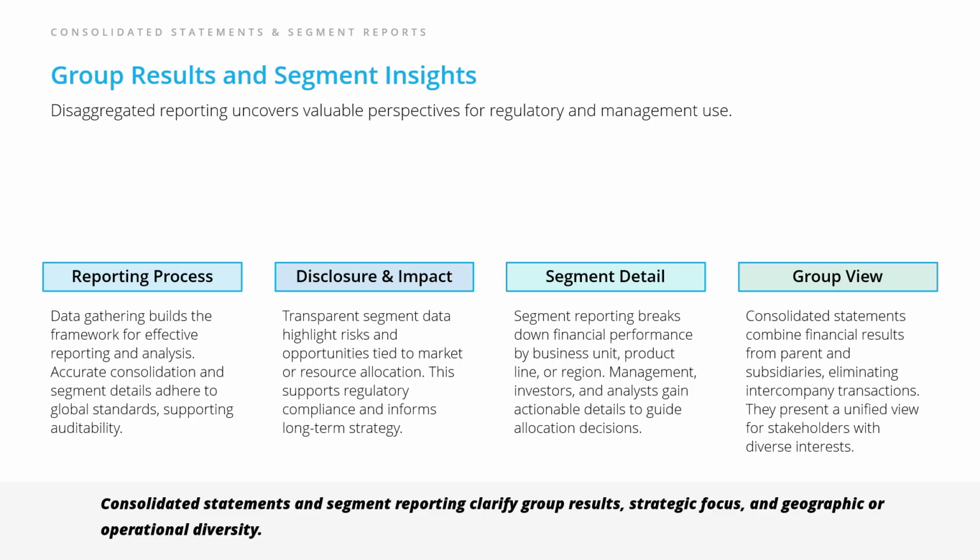Segment detail goes deeper, breaking financial results down by business unit, product line, or geography. This helps management and investors make informed decisions about allocating resources. Finally, consolidated statements knit everything together, combining results from the parent company and its subsidiaries and removing intercompany transactions. The result is a comprehensive view for all stakeholders. This powerful level of detail brings clarity to performance, risk, and opportunity.